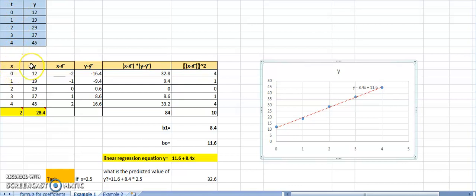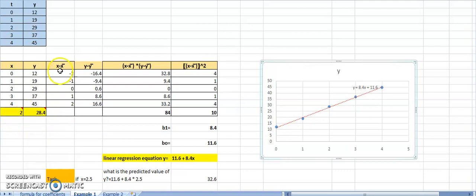Okay, so x, y. Now, the first thing that I need is the mean of x. So, summation of all these terms divided by the total number of samples. Similarly, the mean of y: summation of all the y terms divided by the number of samples. Okay, so this is how we calculate x bar and y bar.